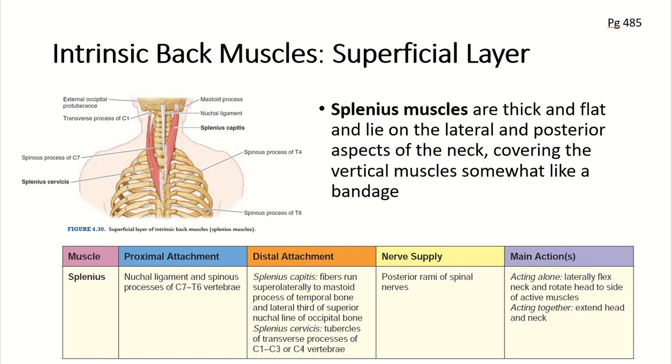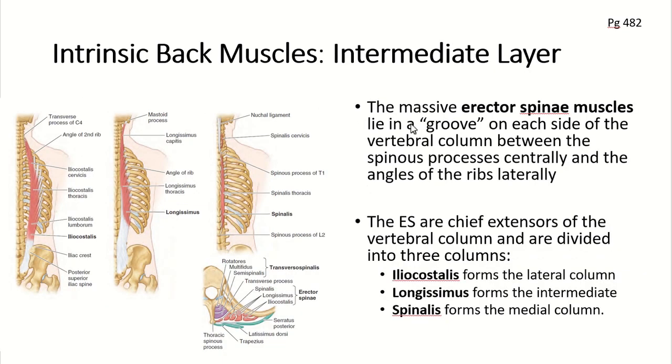If we go down, okay, so the intrinsic back muscles and especially the intermediate layer, we're talking about those massive erector spinae muscles that lie within the groove on each side of the vertebral column, and especially with respect to the spinous processes and the angles of the ribs.